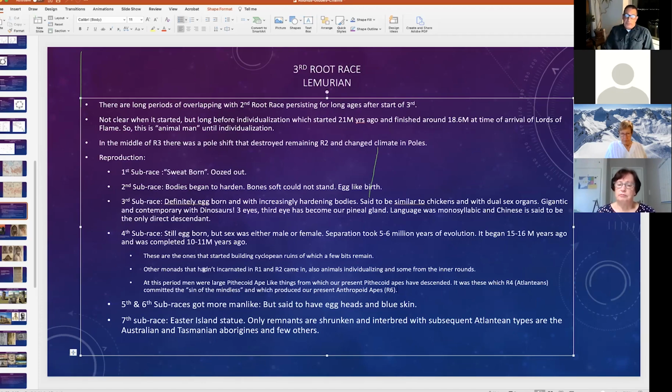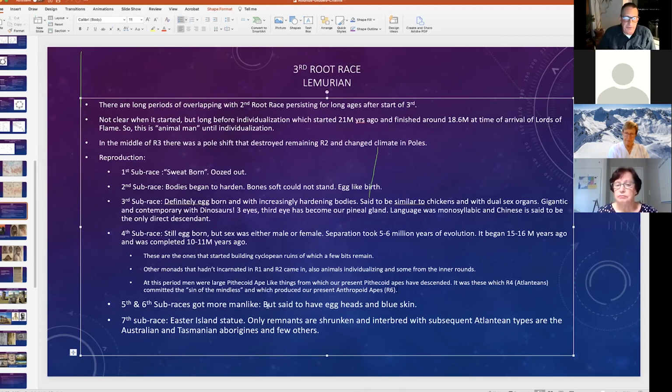So it's in this period apparently that the early humans were pithecoid ape-like. And as the race evolved, some group of these things were sort of devolved to what we have now, and various animal souls that weren't able to individualize used them and took them. By the time you get to the fourth root race, there were still very primitive, mindless types who weren't that much more evolved than these things, and basically procreated with them, which is referred to as the sin of the mindless. It's that procreation that produced the anthropoid apes, the chimps and the other things. And what we have today are the remnants of those.